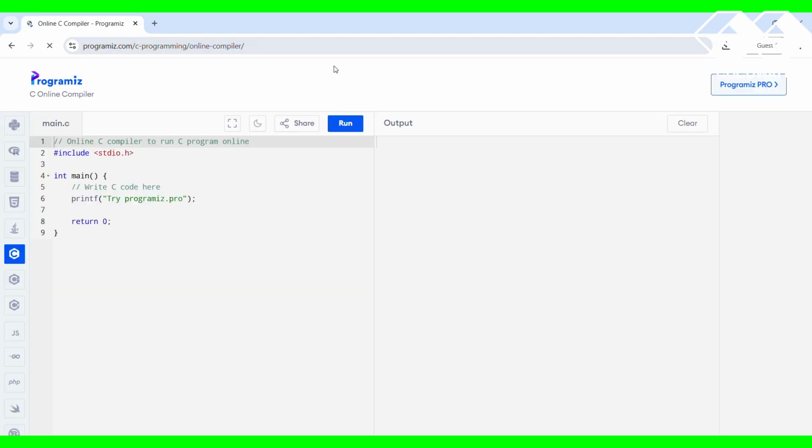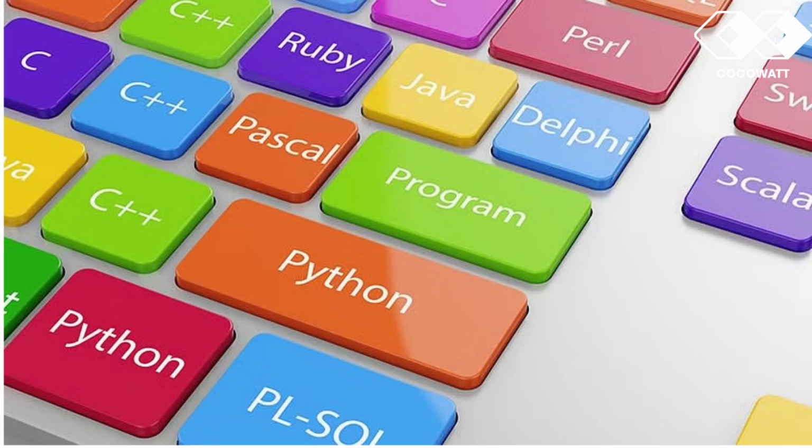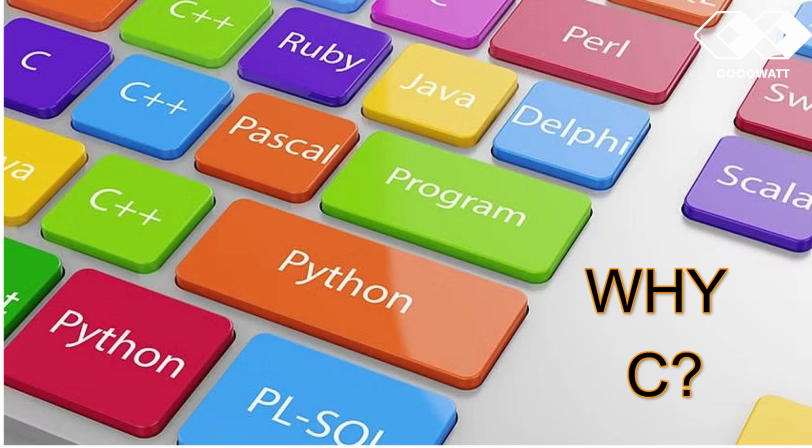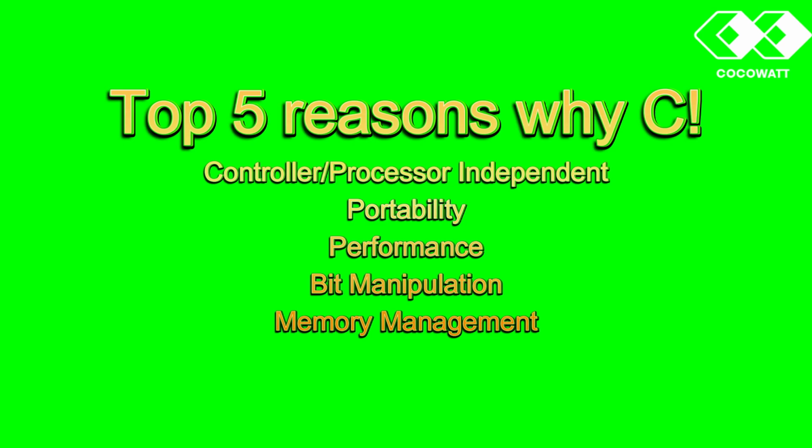The most important skill you will need is C language. It's a powerful and flexible programming language, especially popular in the world of embedded systems. You might wonder, with so many programming languages out there, why C? Well, here are the top 5 reasons why C is the go-to language in embedded systems.